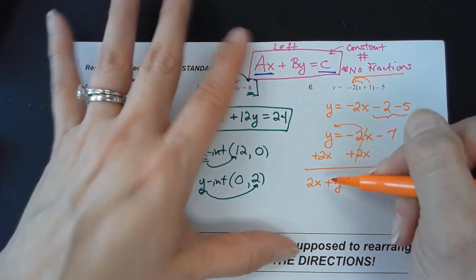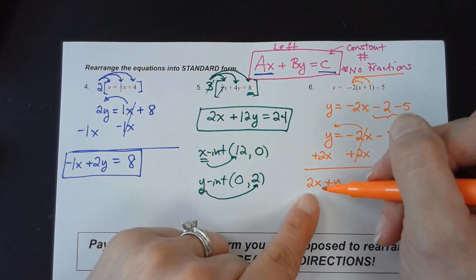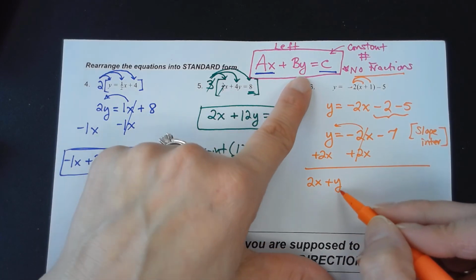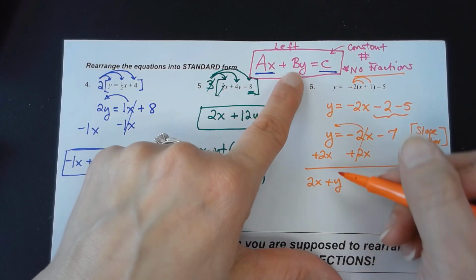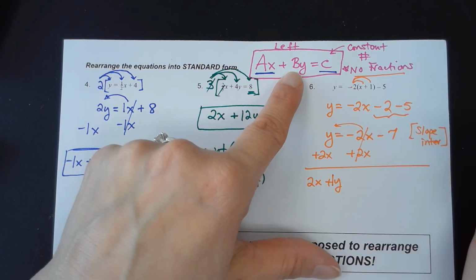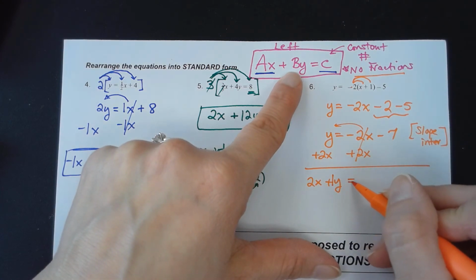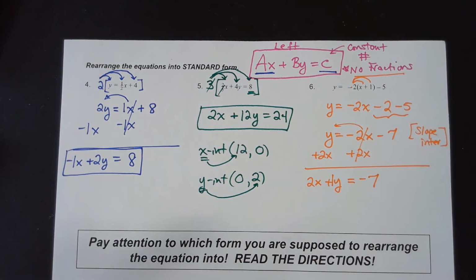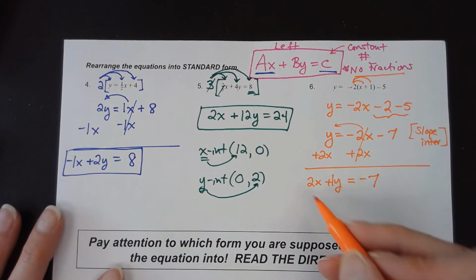Y's are positive. How did I know to put the x's first? Well, standard form wants x's first, and then the y's. And the b number would be 1. There's 1 y. You could write it, or you don't have to. After the equal sign, the only thing left is -7. Standard form.